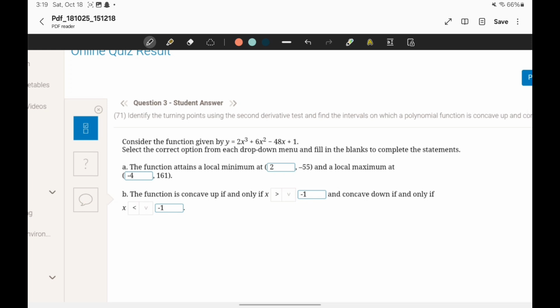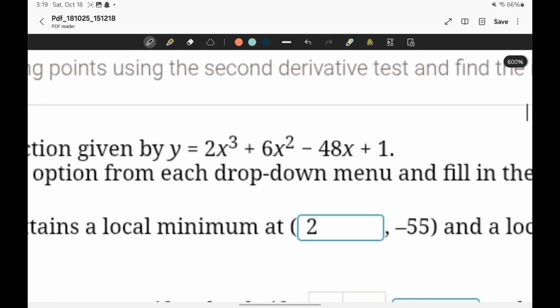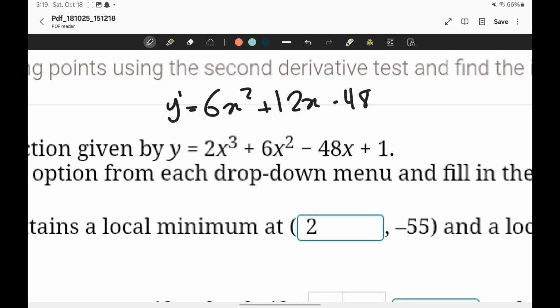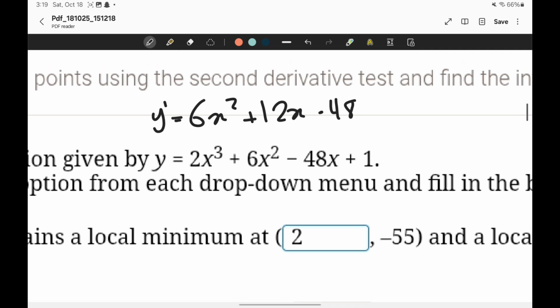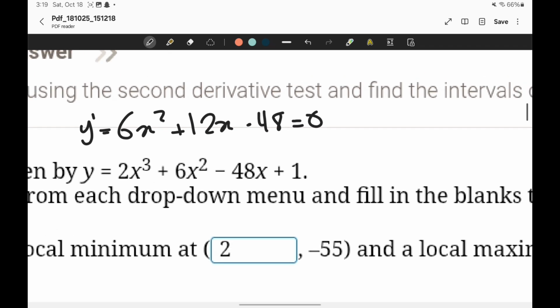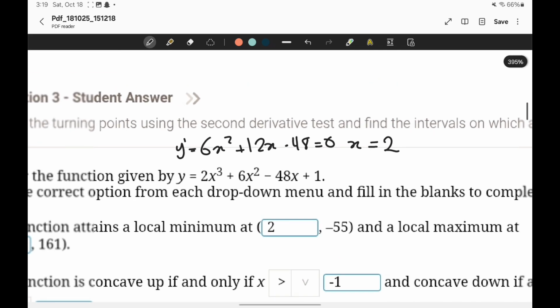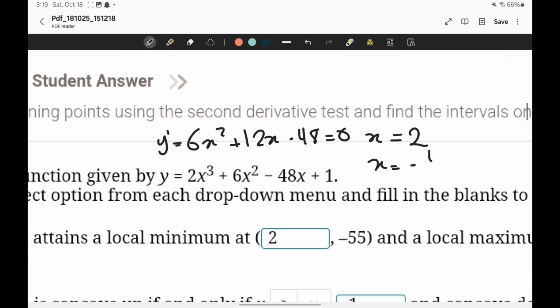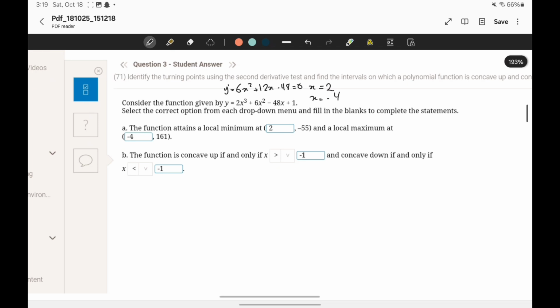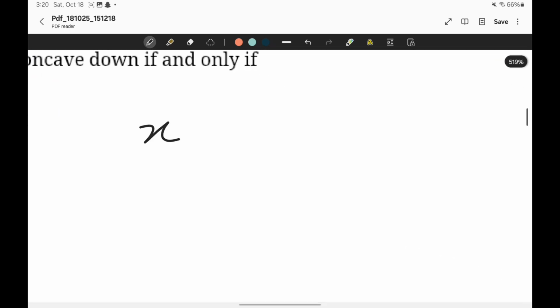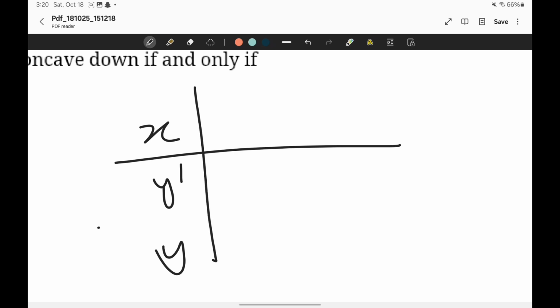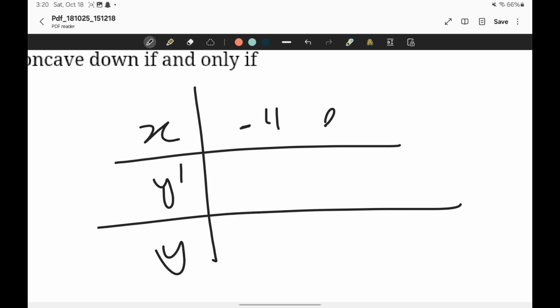Number 3, we have a function and they want the local minimum and maximum. First thing we do, I'm gonna derive. So it's 6x squared plus 12x minus 48. You put this to 0, put it on your calculator, you get x is 2, and you get x is minus 4. Okay, so now we can make our table. Make it down here, the x, y prime, y, go minus 4 and 2. These give you 0. And we'll start testing for points.